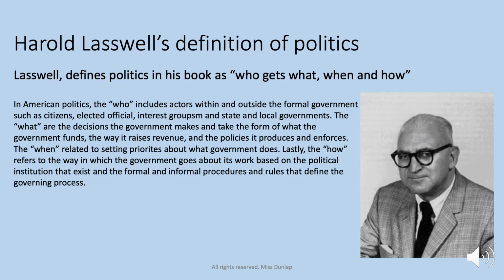Basically, the who includes actors within and outside the formal government, such as citizens, elected officials, interest groups, and state and local governments. The what are the decisions the government makes, which take the form of what the government funds, the way it raises revenue, and the policy it produces and enforces. The when is related to setting priorities about what government does. And lastly, the how refers to the way in which the government goes about its work based on the political institution that exists and the formal and informal procedures and rules that define the governing process.